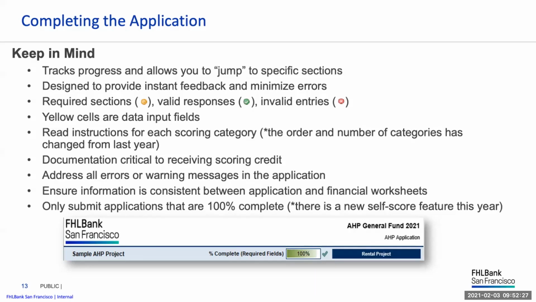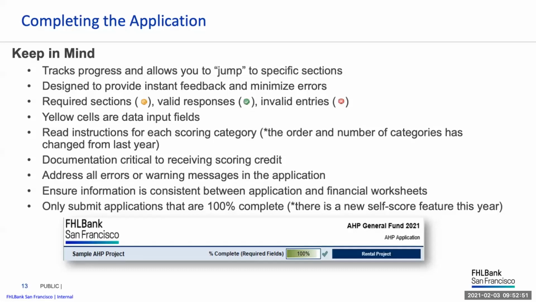Too often, points are not awarded because documentation was not provided. Unfortunately, we cannot contact you during the round to ask for missing documentation. Make sure to address all error or warning messages. The application form is intended to help you get the right information in the right data format in order for us to score your application. Data fields with error messages will not be scored.